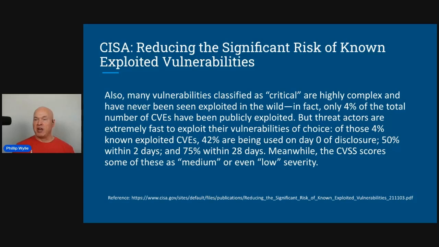So threat actors are chaining together lower severity vulnerabilities to gain access. You can see how the 0-day exposures, 42%, are being used on day 0, 50% on 2 days, and 75% within 28 days. But one of the things to really focus on here is that lower criticality vulnerabilities can be chained together and exploited, so we can't overlook those. We need to keep those in mind when we're remediating, and when we're performing pen tests against that attack surface.